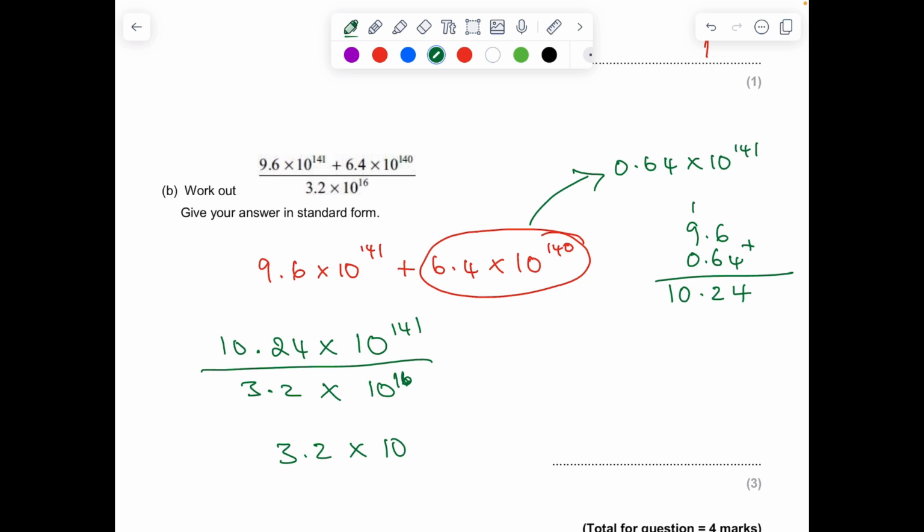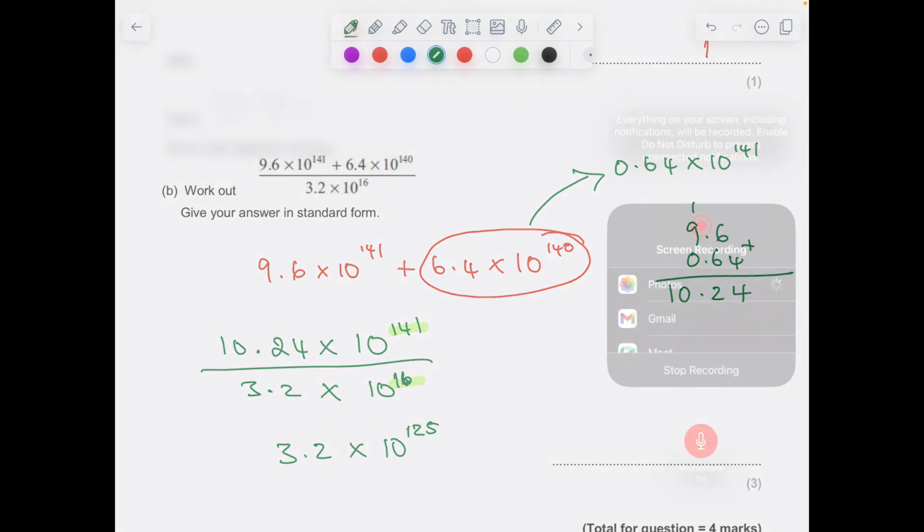Now remember, when you're dividing, you just subtract the indices. So I'm going to do 141 take away 16. So 141 take away 16, which gives me 125. That's my answer.